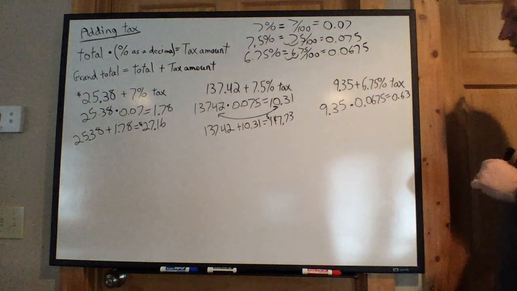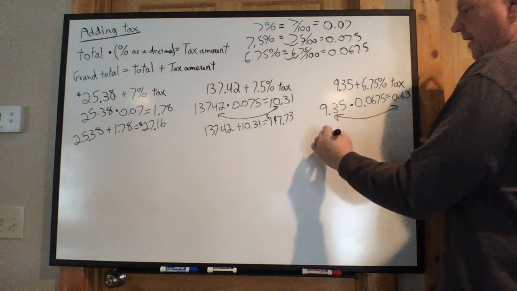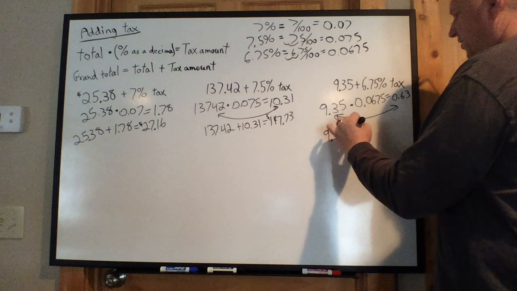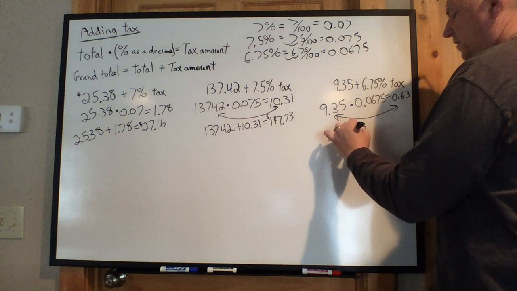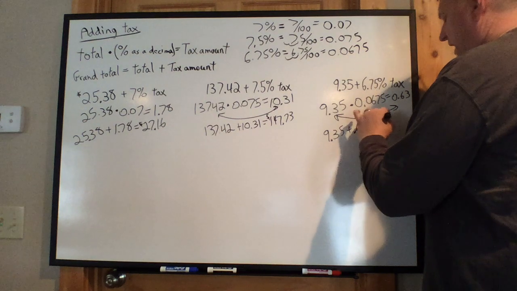So now I just take my two totals and add them together: $9.35 plus 63 cents, which gives me a grand total of $9.98 for our total.